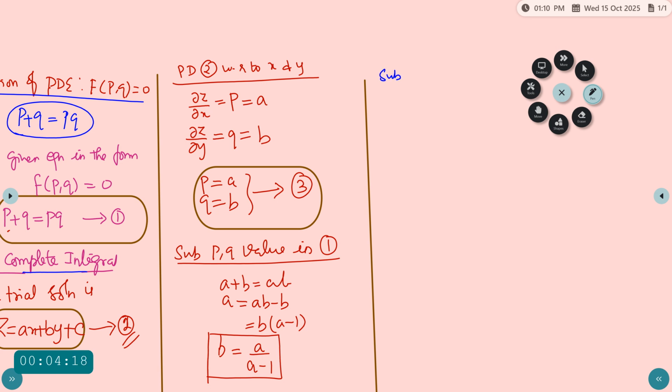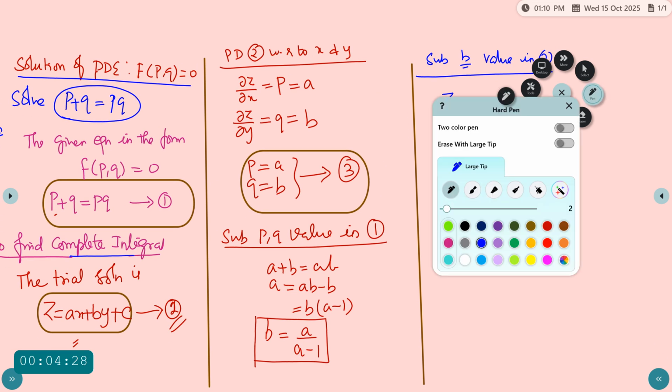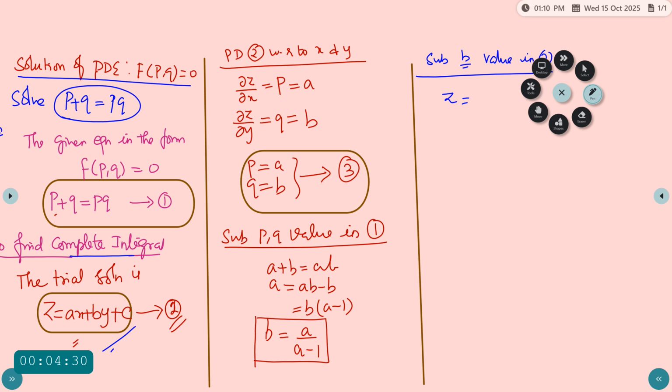Substitute the b value in equation 2. That is, z equal to, what is equation number 2 here? Equation 2 is z equals ax plus by plus c.